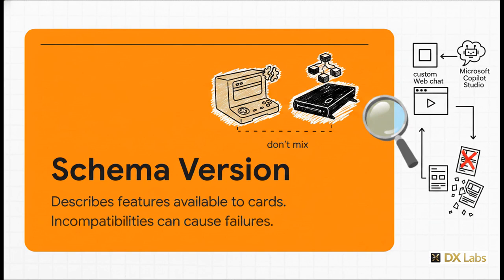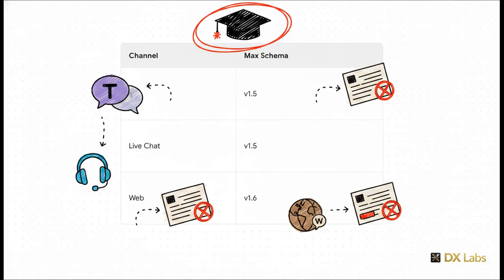In Copilot Studio architecture, adaptive cards use schema versions. Different channels like Microsoft Teams or a custom web chat actually support different maximum schemas. This means a card packed with fancy new features might just silently fail on an older channel. Now, this schema support table is absolutely critical for your AB-620 exam. You need to memorize this. Microsoft Teams and Omnichannel Live Chat cap out at schema version 1.5. The web channel supports version 1.6, but it actually strips out certain actions. Bottom line, if you push a 1.6 feature to Teams, it will break.